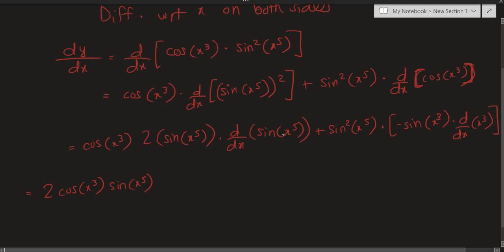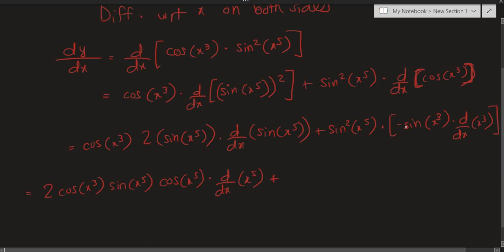Now you want to differentiate the sine of x to the fifth. You differentiate the external function, which is sine, keeping x to the fifth intact. So you get cosine of x to the fifth times the derivative of the inside function, now x to the fifth. So we're done with the first part of the expression. Let's look at the second part.